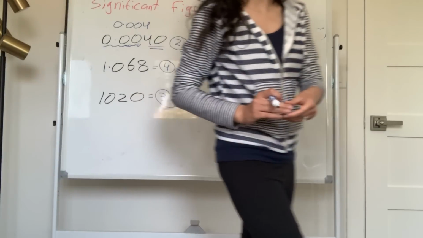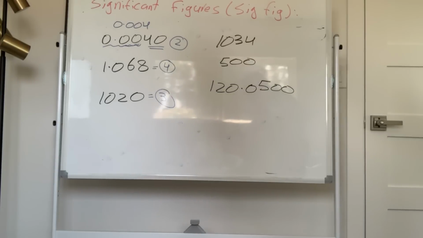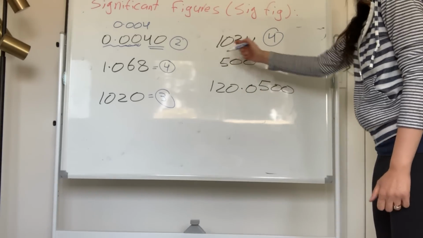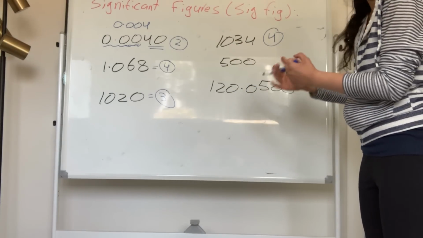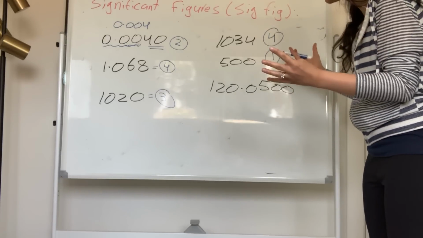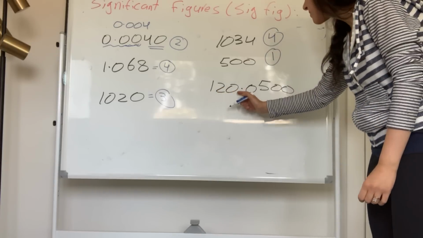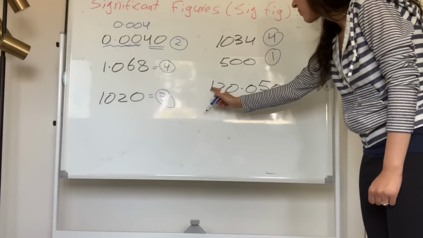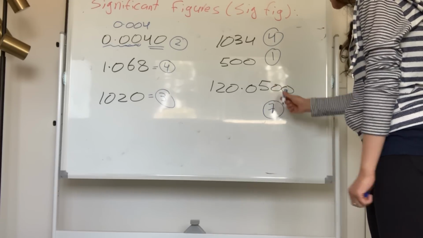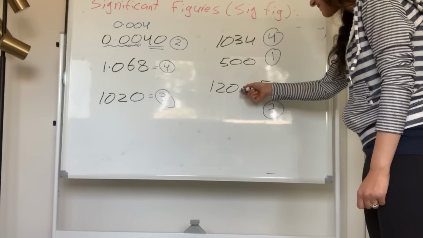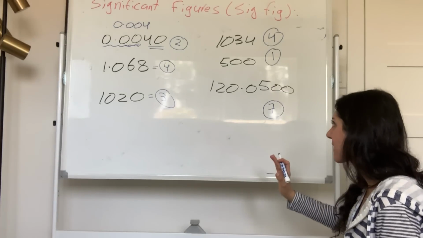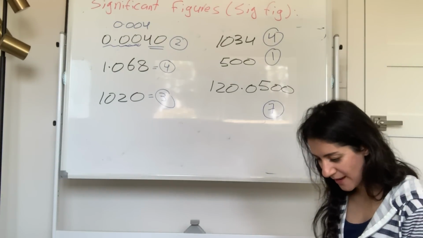Beautiful so far. Okay, how about over here? What do you think? 1034. That would be 4 Sig Fig. Beautiful. With 1034, a zero between numbers counts. 500 would be 1. Again, I measured around 500, not that accurately. 120.0500. What do you think? 1, 2, 3, 4, 5, 6, 7. Yes, all these zeros count. Again, if I have a zero after a number and there's a decimal place, that zero does count because I went the extra mile to measure it accurately. So far, so good? Okay, beautiful.